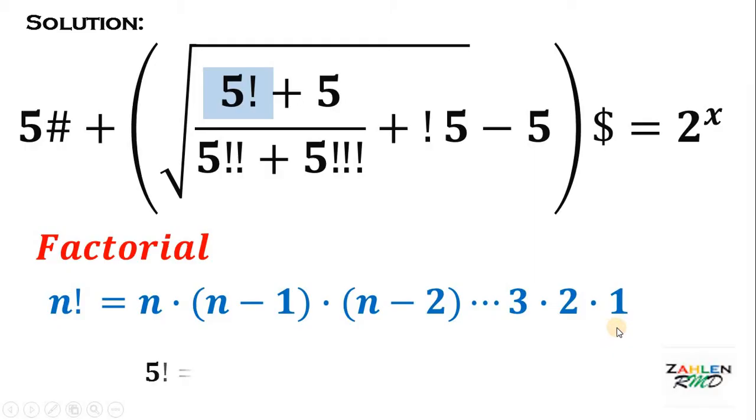Now, a quick example is 5 factorial. 5 factorial is equal to 5 times 4 times 3 times 2 times 1, or simply 120. So the value of 5 factorial is simply 120. Now, let's have the next.